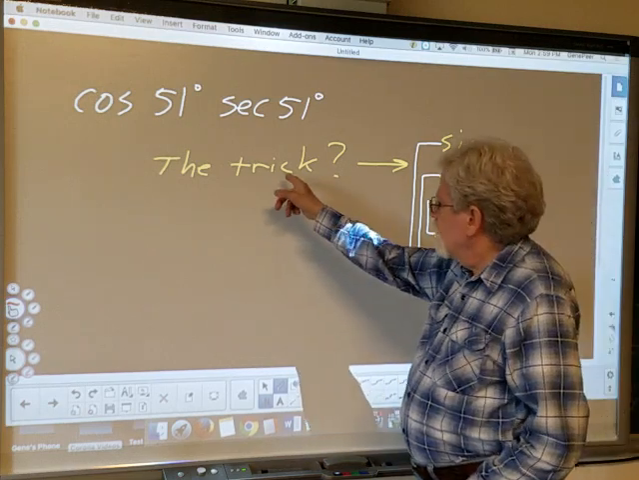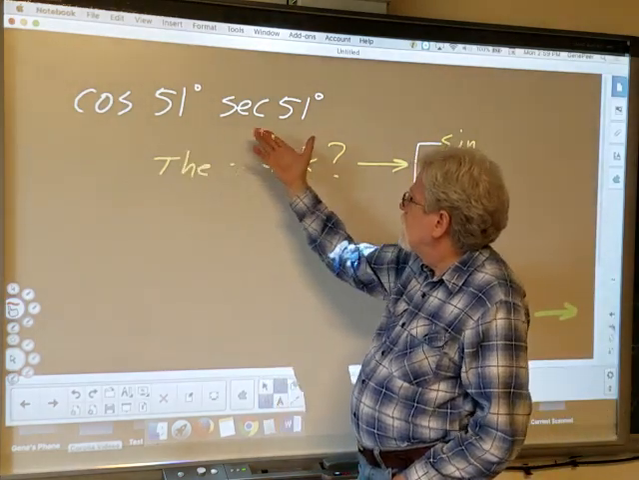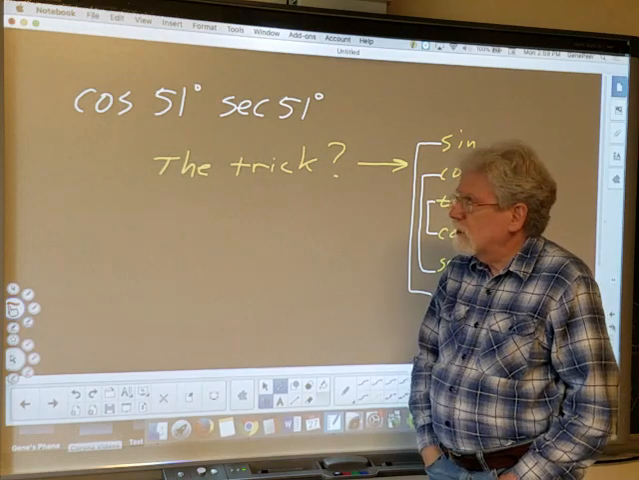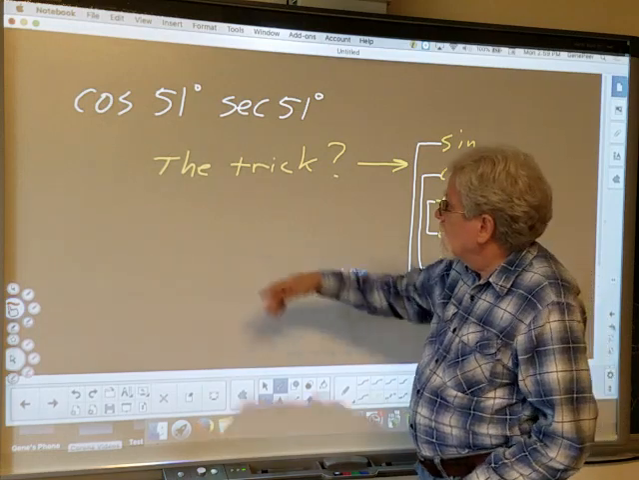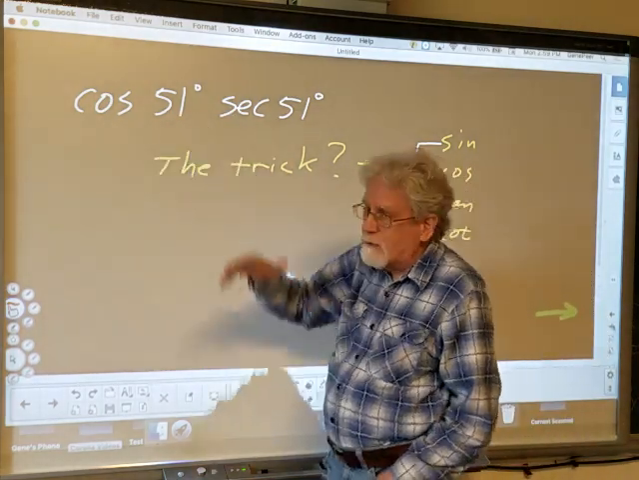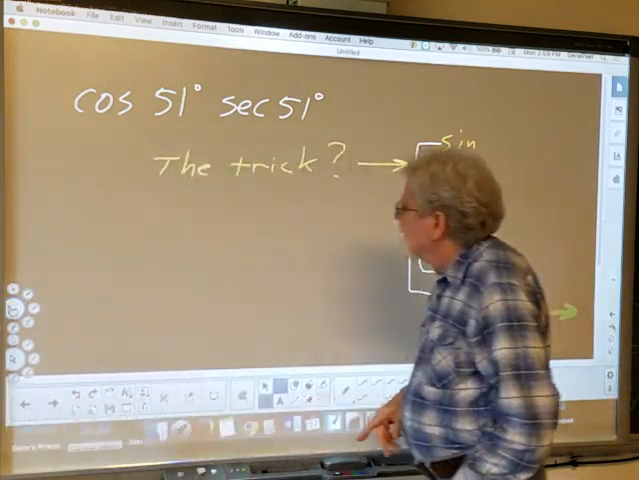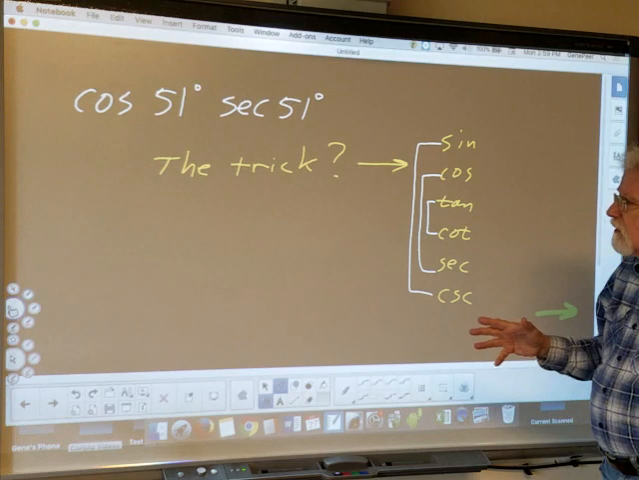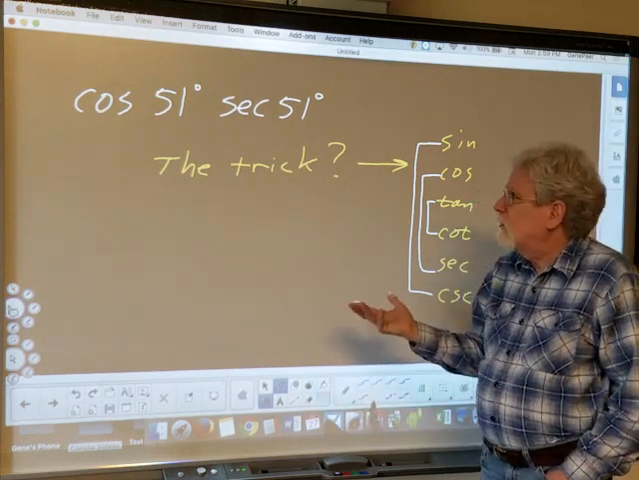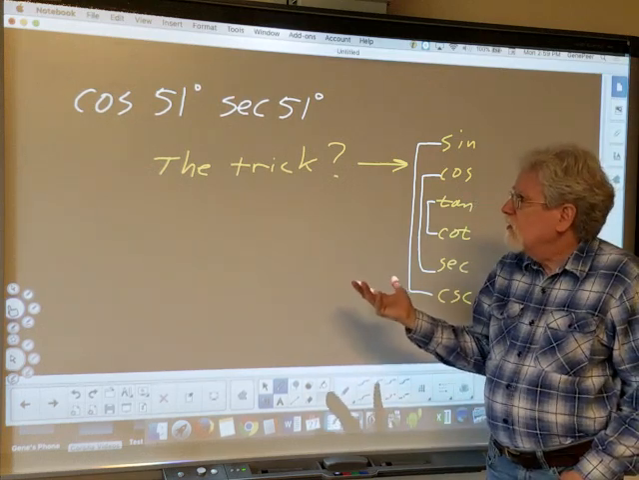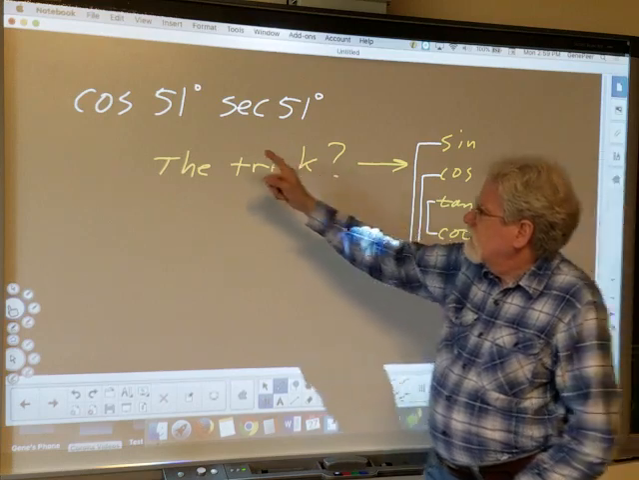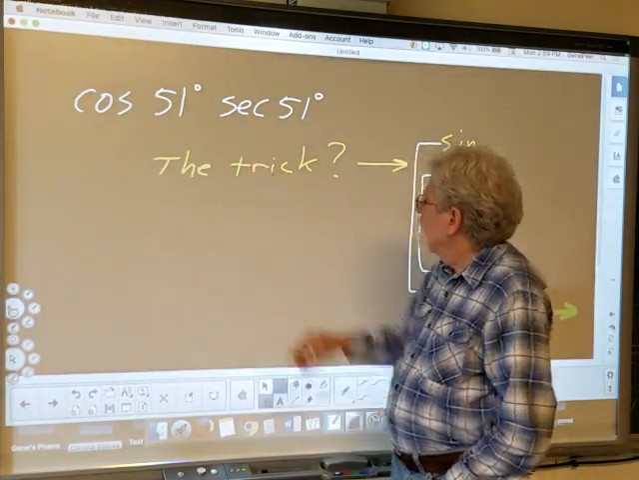There is a trick for cosine 51 times secant of 51. No, you don't pull out your calculator. And no, we don't have 51-degree angles memorized. We don't know what the ratios are. We don't know what the sides are. Trigonometry, a calculator could tell us, but we don't want to do it that way. That's too much trouble. Way too much trouble. What's special about cosine and secant?